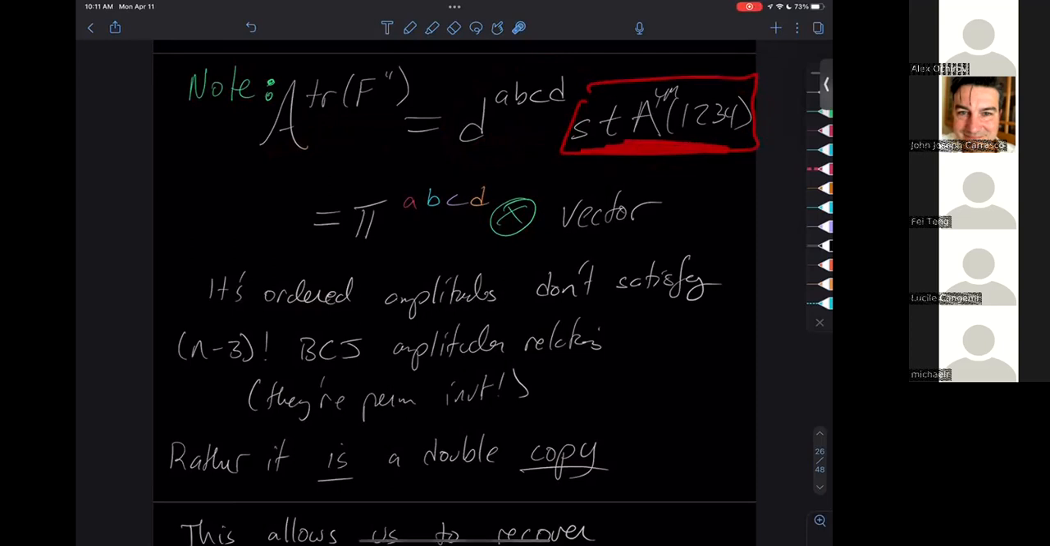So this thing isn't going to satisfy what they call the BCJ relations, these (n-3)! basis relations that let you create things with standard double copy. Right, so you can't take something like this and stick it into KLT, for example, because it doesn't satisfy the standard KLT. You'll hear about generalizations of KLT later that let you play with permutation invariance stuff like this.